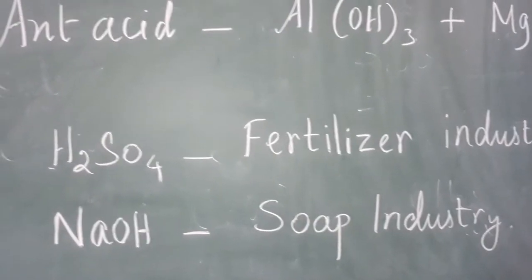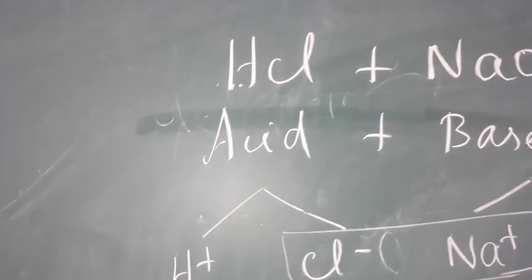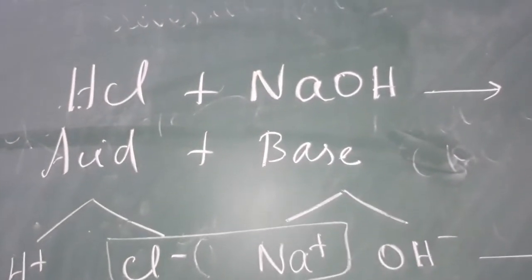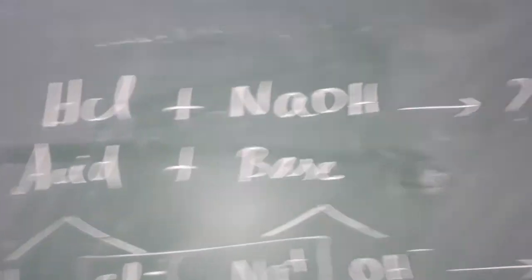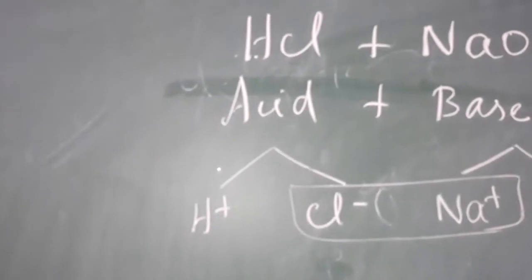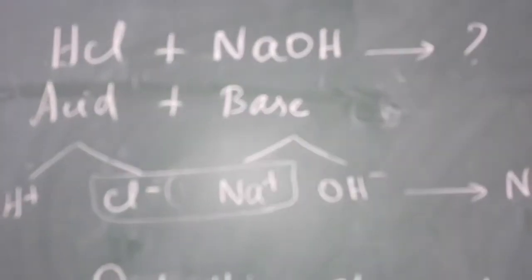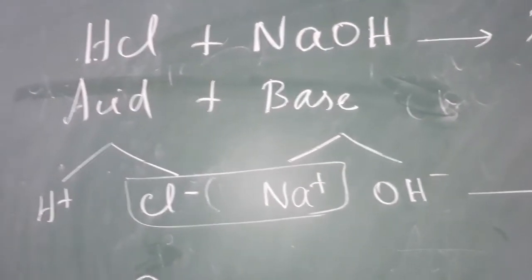Before that, we have to know about their properties. So what is acid, what is base? For example, acid means HCl, and it reacts with sodium hydroxide, acid plus base. How does it react? First of all, they split into ions. The HCl splits into H plus and Cl minus ions. The sodium hydroxide splits into Na plus and OH minus ions.